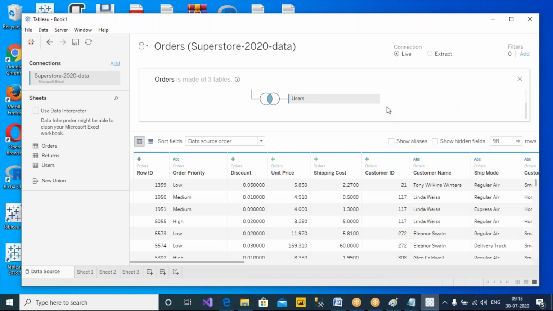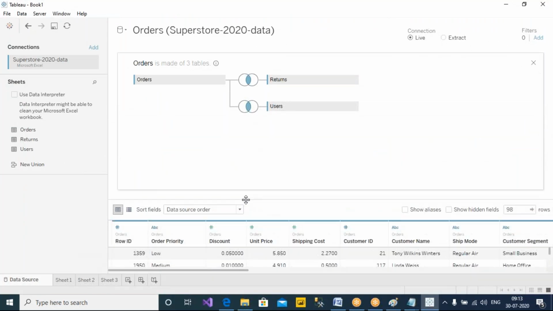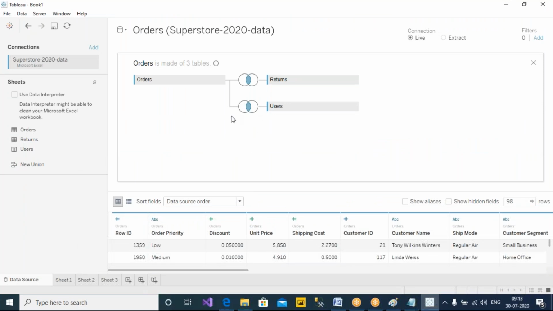So Tableau automatically joins them based on the common columns. It is trying to join three different tables based on common columns. So can you please repeat this join, orders connecting to returns and users? I didn't get you. So just dragging and dropping.